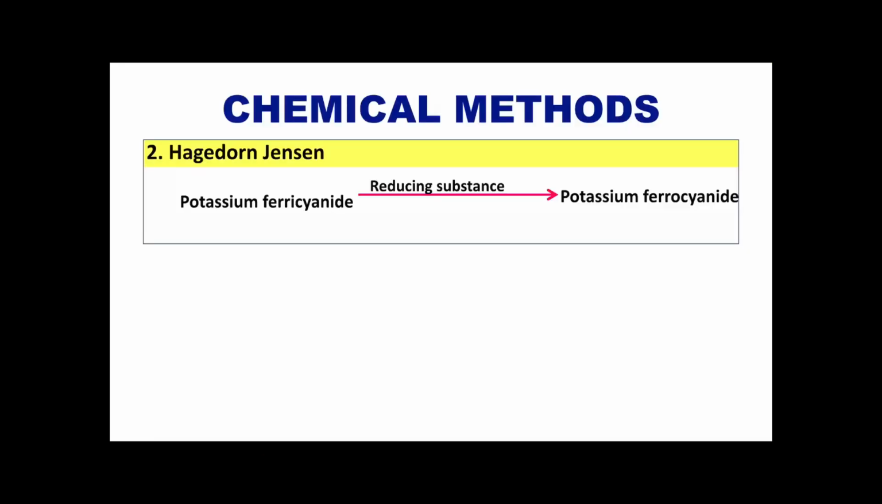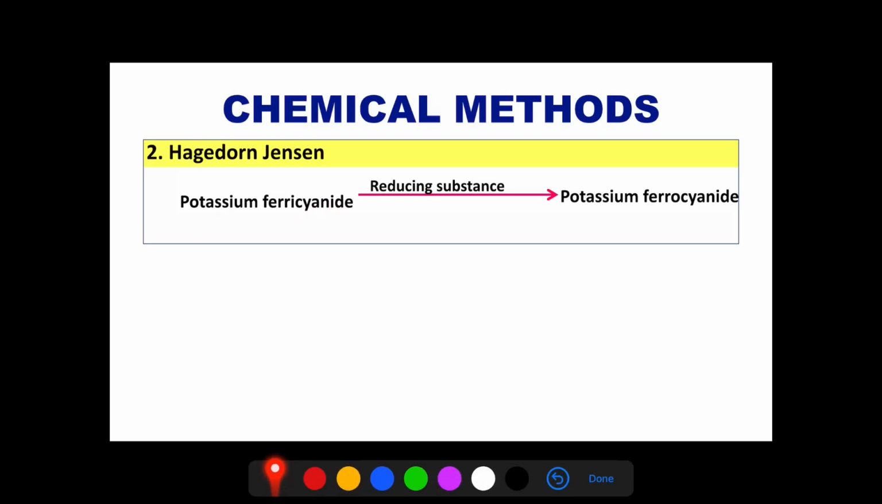Aside from the copper reduction method, we also have the Hagedorn-Jensen method. This is the principle: the potassium ferricyanide is reduced to potassium ferrocyanide when heated with alkaline solution by the reducing sugars. The ferrocyanide form is then precipitated as a potassium zinc salt. So that's for the Hagedorn-Jensen.